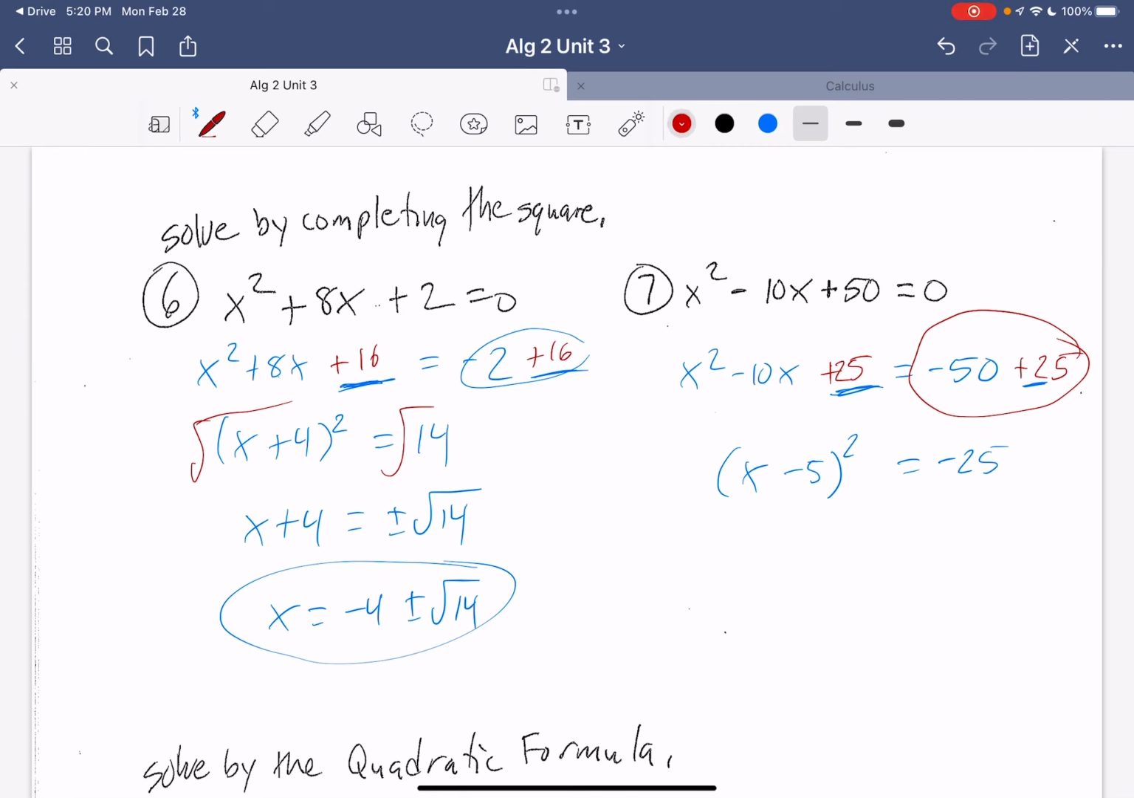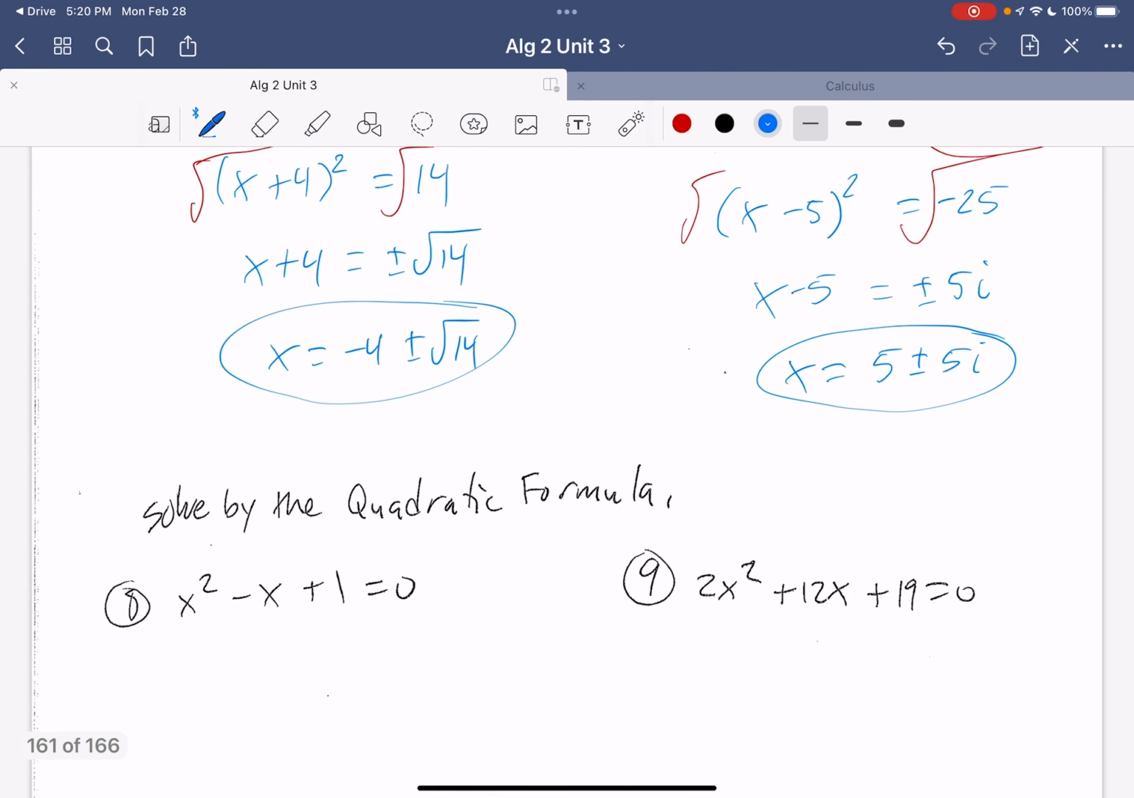Then I go back to what I did before, take the square root, and I get x minus 5 is equal to plus or minus, from the other page, square root of 25 is 5, but the square root of the negative is the i, so it's 5i. Add the 5 over, and we get x is 5 plus or minus 5i. That's the solution for that one.